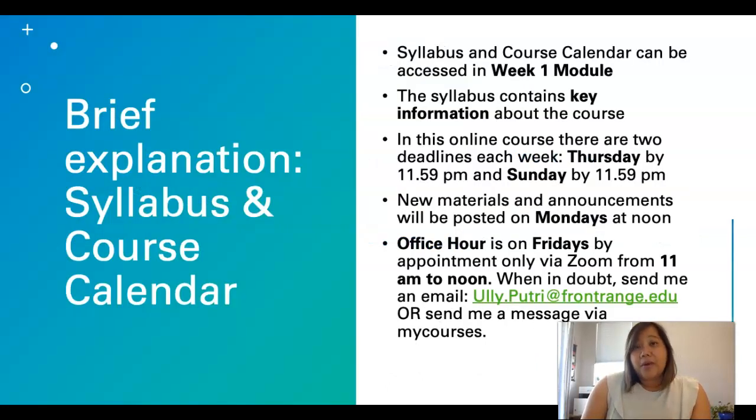Now let's talk a bit about the syllabus and the course calendar. So both syllabus and course calendar, you can access them in week 1 module. The syllabus contains key information about the course, like for instance, participation policy, what is expected in the discussion boards, and a brief explanation of the short papers that you're going to write for this course. So all of the information that you need, you will find it there.